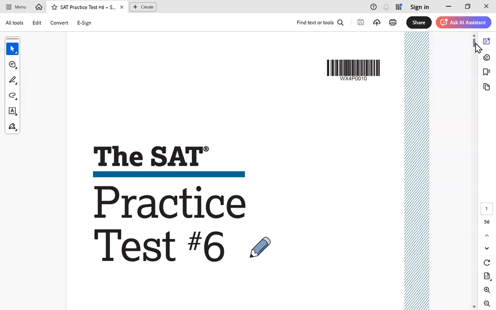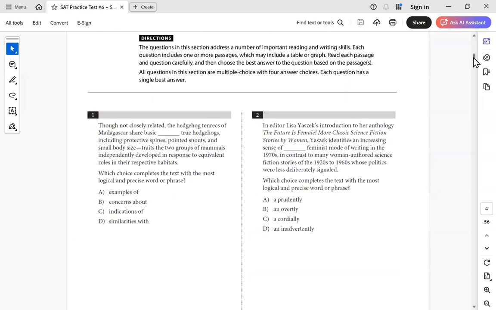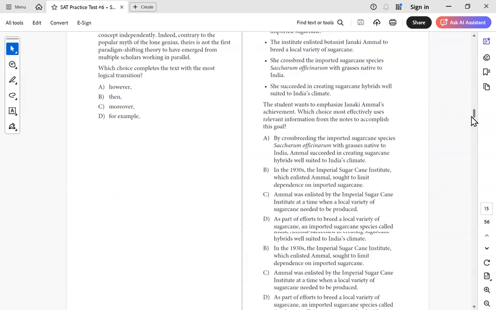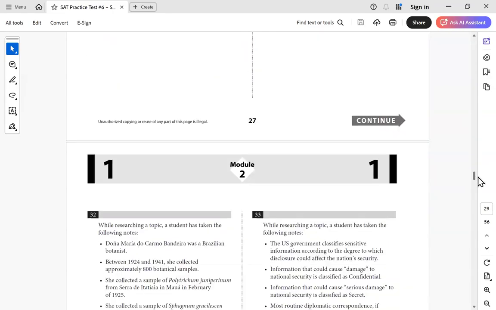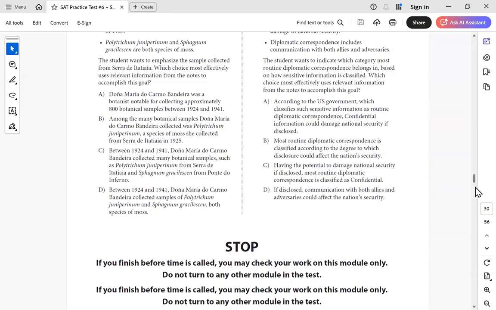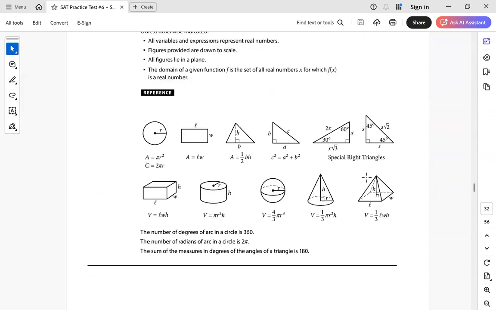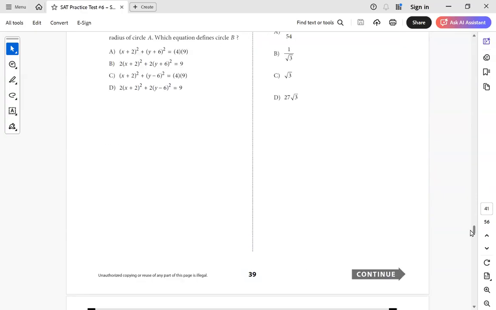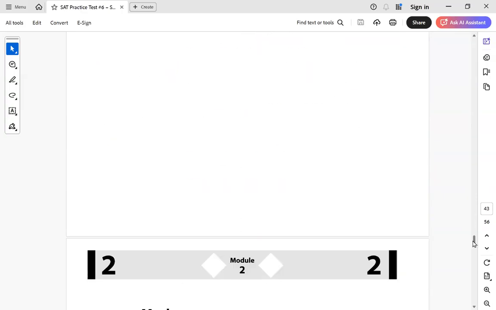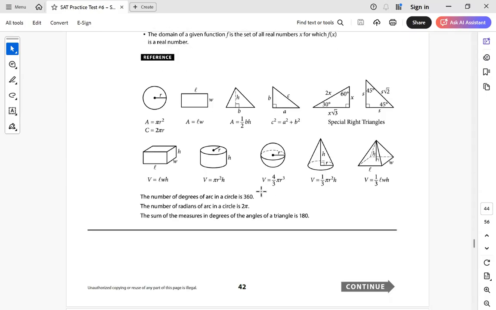When you open up the practice test, it looks like this. There is a reading and writing portion that I am not covering on my channel. I am covering the math portion only. The math portion starts on page 30 with module 1. There's another video that will be linked to this video that covers the problems in module 1. We're covering module 2, which starts on page 42.